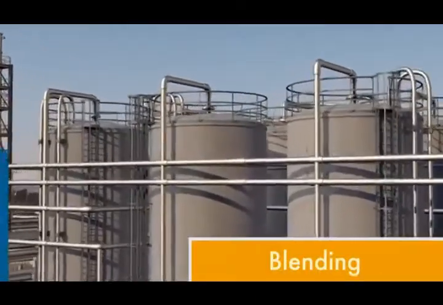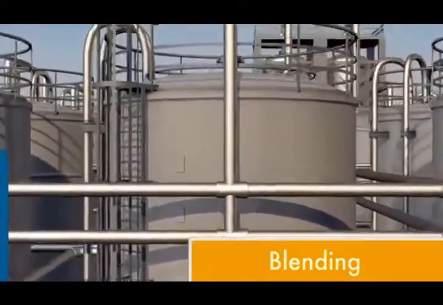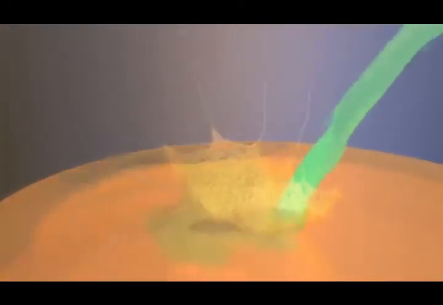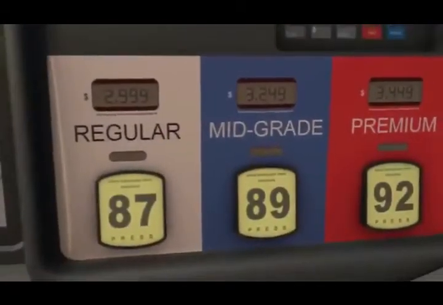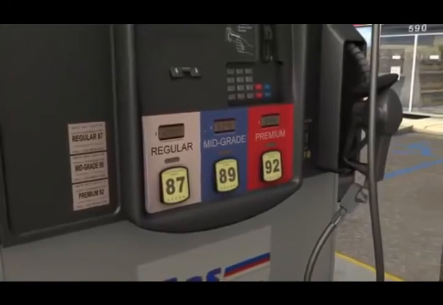Blending is a process of mixing different refinery products to make finished petroleum fuels. Gasoline, for example, is blended to achieve octane standards, creating the grades of gasoline you see at the pump: regular, mid-grade, and premium, that are necessary to meet the needs of specific engine types.